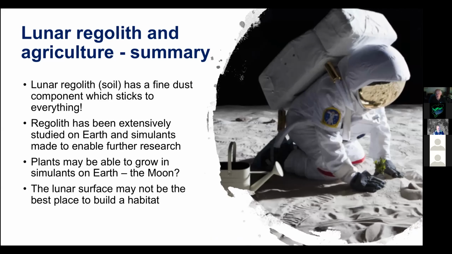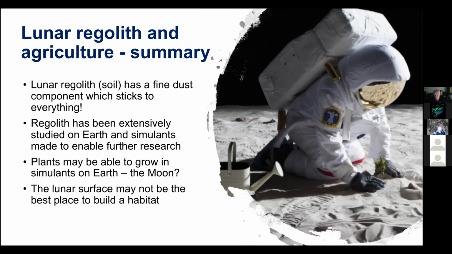So just by way of agriculture to start off with, and again, the image on the right isn't a real one. I did get asked, is that a real image? And I looked at this person and did frown a little bit, and I said, no, it's not a real image. So lunar regolith has a fine dust component which sticks to everything. It's been extensively studied on Earth, and simulants made to enable further research, which has been very successful.